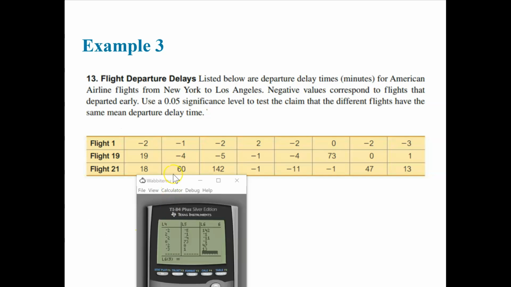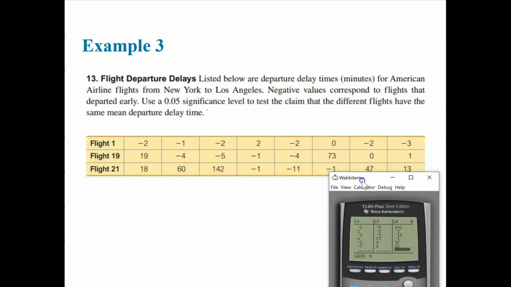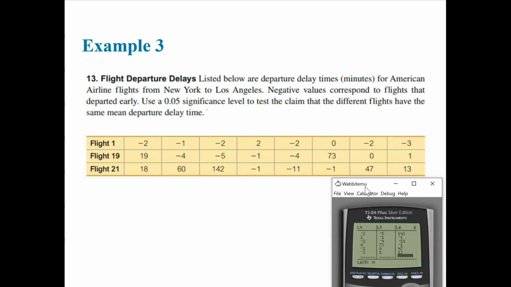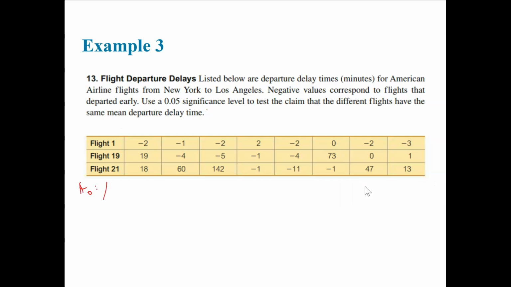So I've got the data in here. And so this is the departure delay times for flights from New York to LA. Negative values correspond to flights that departed early. We want to test the claim that the different flights have the same mean departure delay. So the same mean. And the alternative would be that at least one is different. At least one mean is different.